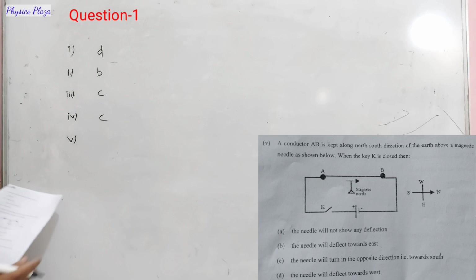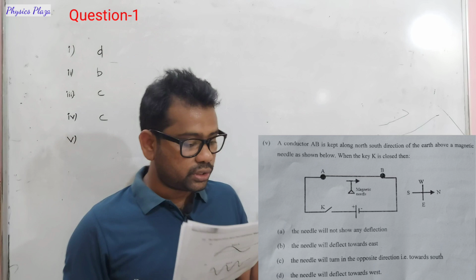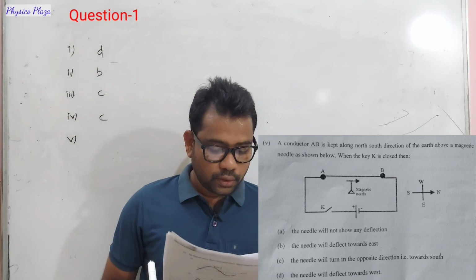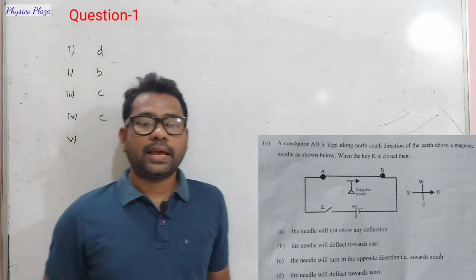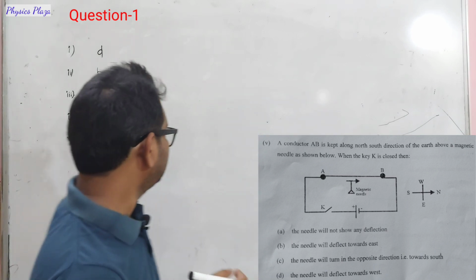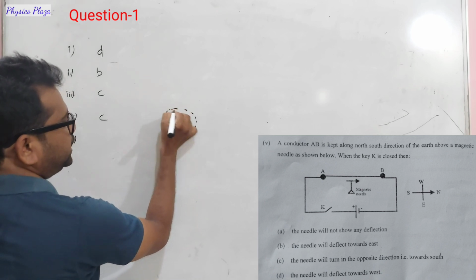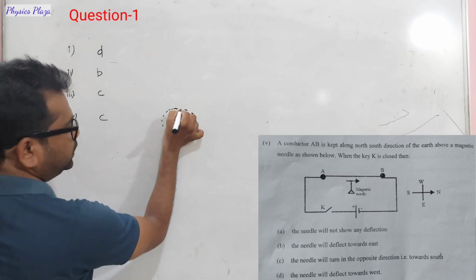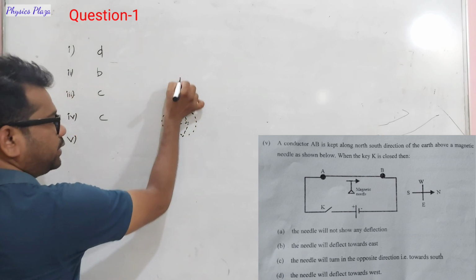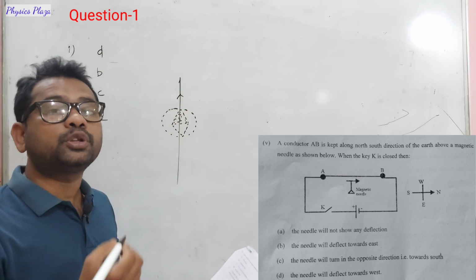Now the fifth bit. A conductor AB is kept along a north-south direction as shown in the figure. They are asking what happens when the key is closed. Which option is right? Of course, as current is passing through the conductor, the magnetic needle gets deflected. But children, don't forget that here the magnetic needle is placed below the current carrying conductor. Don't get confused, this is very important. The current wire is placed above the compass box.